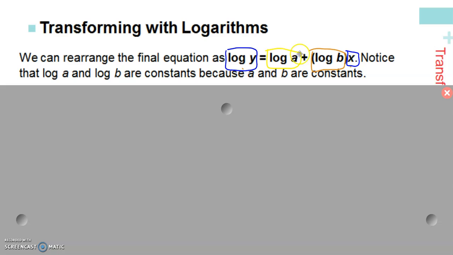And this equation, if you look at the final equation we have here, log a is just log of a number, which will give you some value here. Log b is a constant, so it's just log of a number. So you'll get just a number here. This is your variable x, and then this will be the logarithm of your variable y.